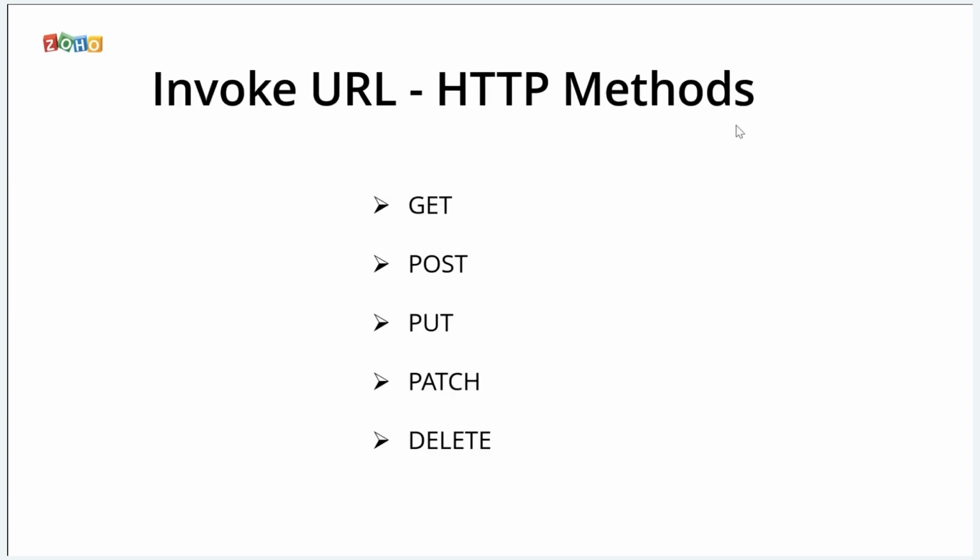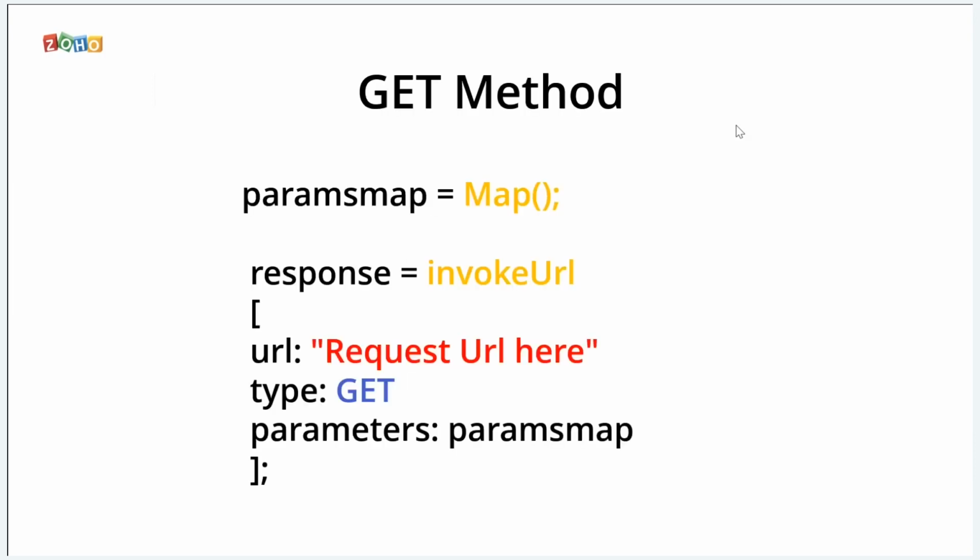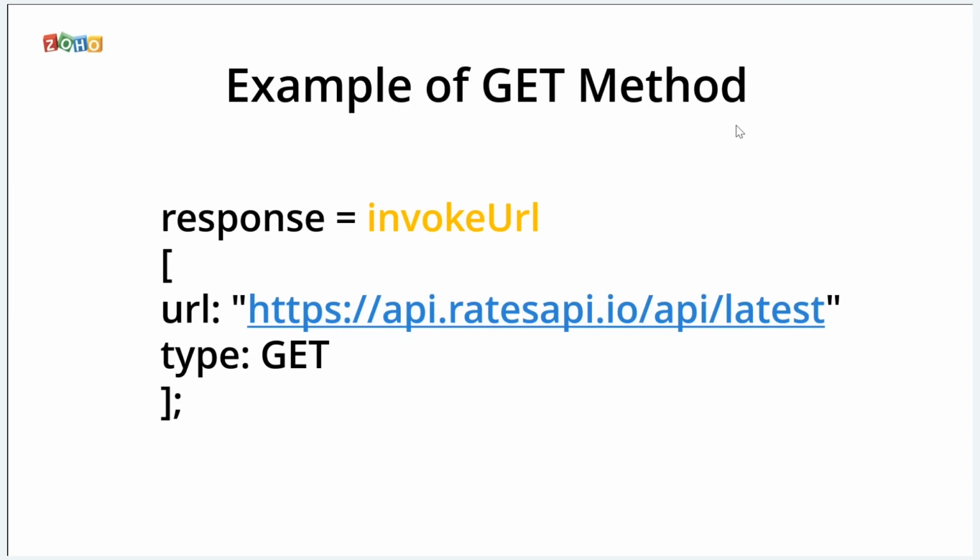Under the response is equal to invoke URL, these are all the HTTP methods, which are get, post, put, patch, and delete. And this is the parameter, where parameter is equal to the map, which starts the map data type. And then you have response is equal to invoke URL, and you give out the URL is equal to the request URL, which should be pasted over here, and you can select the type. So this is one such example where you'll be seeing the URL being pasted, and then you have to select the type, which is get in this regard.